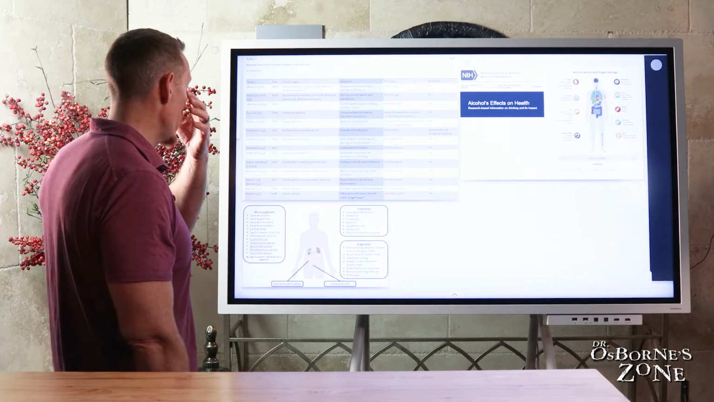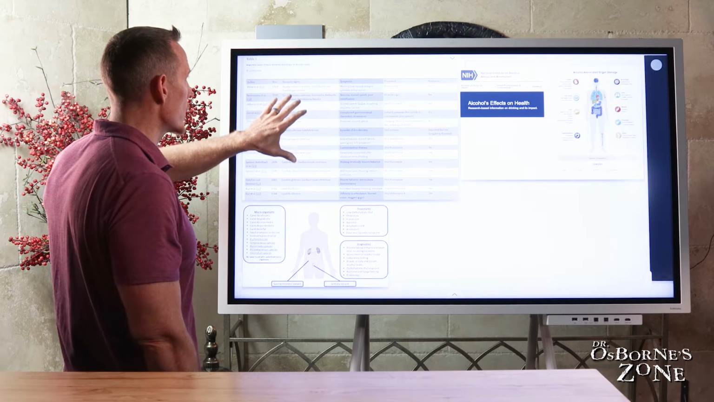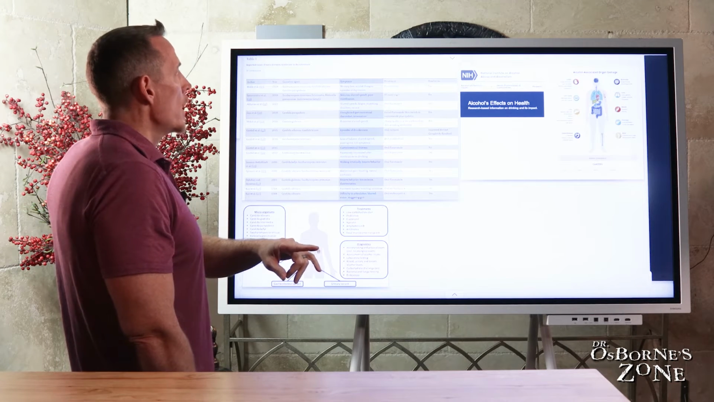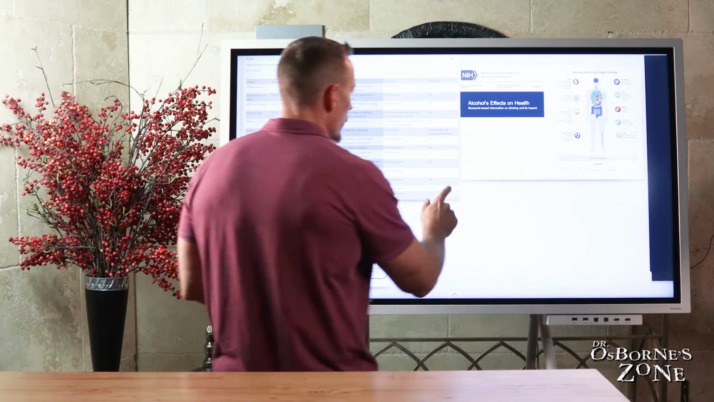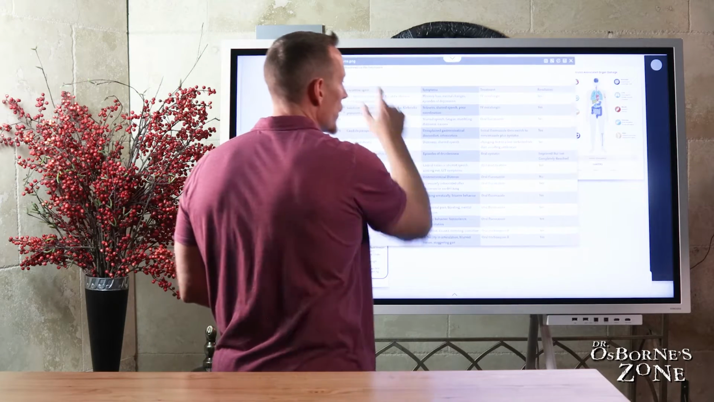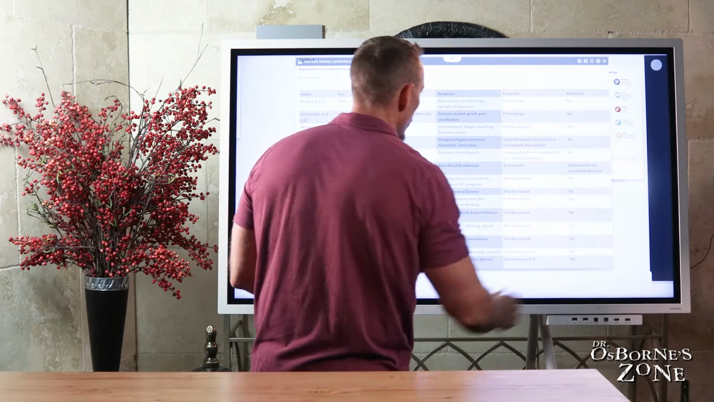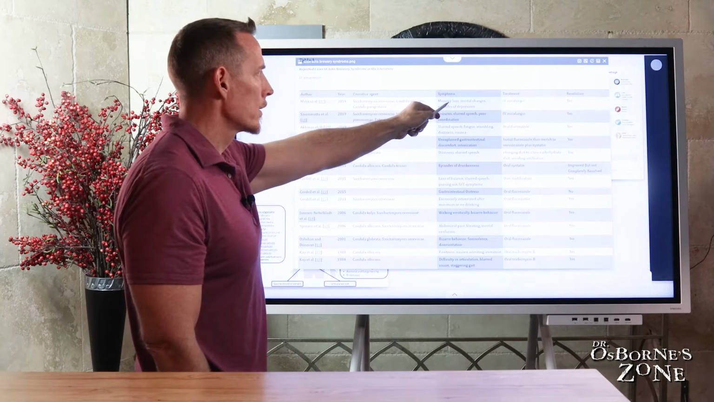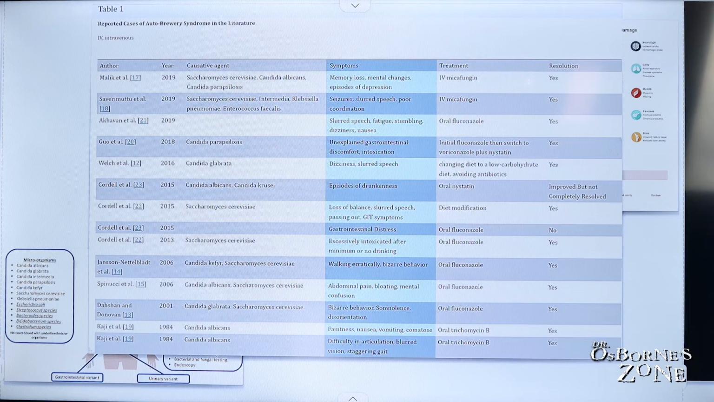Okay, so this is another study where they published a number of cases and the symptoms associated with Auto Brewery Syndrome. Highlighted in the center section here are the symptoms linked to auto brewery. So symptoms: memory loss, mental changes, depression, seizures, slurred speech, poor coordination, fatigue, stumbling, dizziness, nausea, unexplained GI discomfort, intoxication, and episodes of drunkenness.